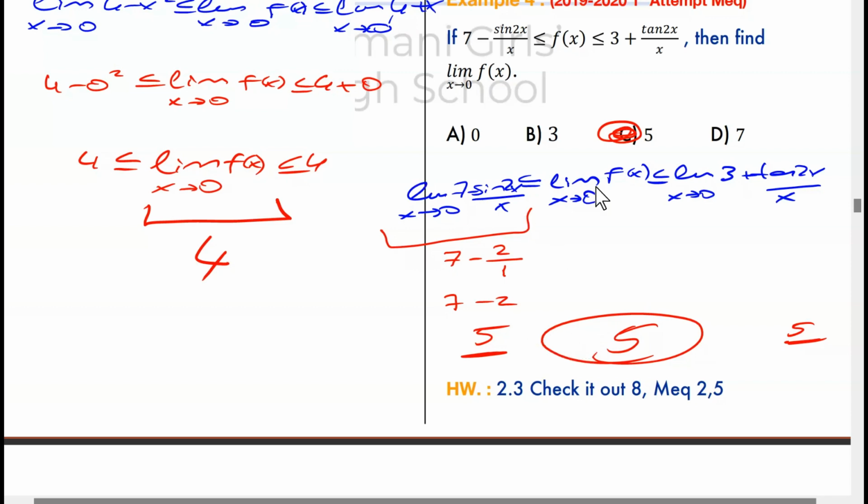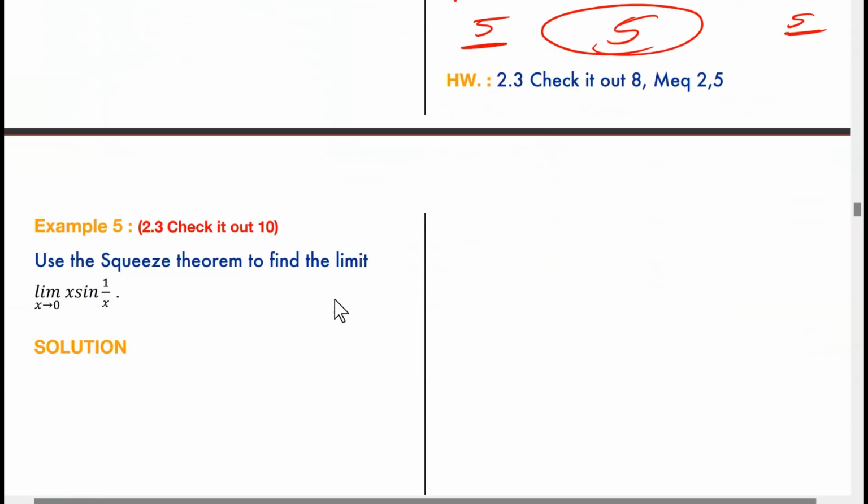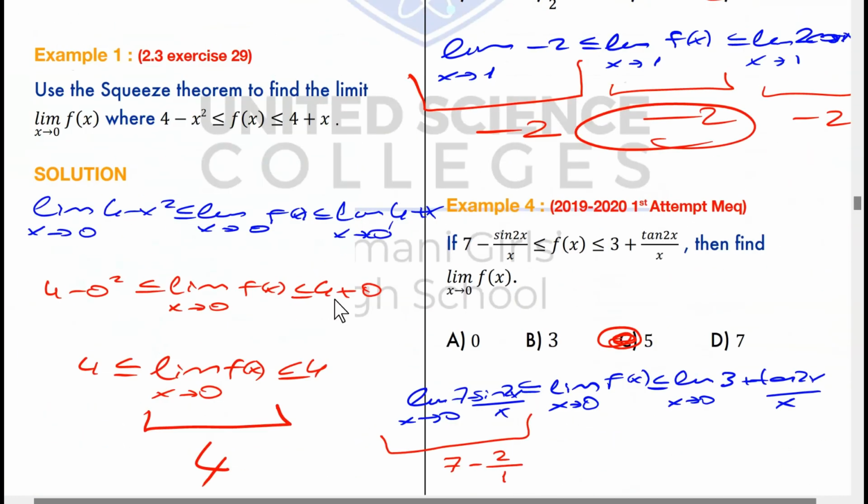Alright, so this question involves the squeeze theorem plus an indeterminate form. So two topics in one question. It's a nice question. This was the first type.